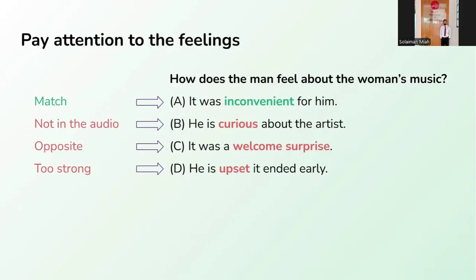This is a common trap in attitude questions. Wrong answers exaggerate emotions or introduce feelings that are unsupported by the speaker's voice or wording. But the main thing I want to point out here is the emotion words. We can answer this question pretty well without even reading the full sentences. The highlighted words are enough. Inconvenient, curious, welcome surprise, and upset are the most important words in the answer choices. Inconvenient is the only one that matches the man's attitude.